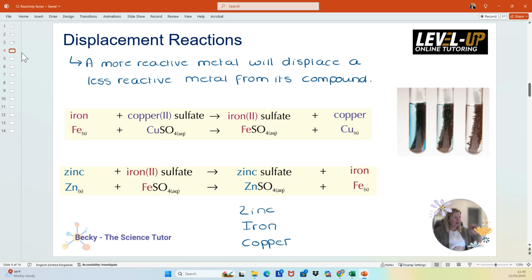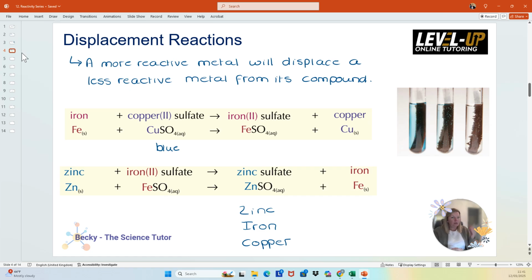Now, in displacement reactions, we usually see these different coloured precipitates. So we can see that we had a blue solution. When we've got copper sulfate, this copper sulfate solution is blue, and the iron sulfate has a clearer solution. And you can see that the copper is now built up on that piece of iron that we've put in, and the solution has changed colour.